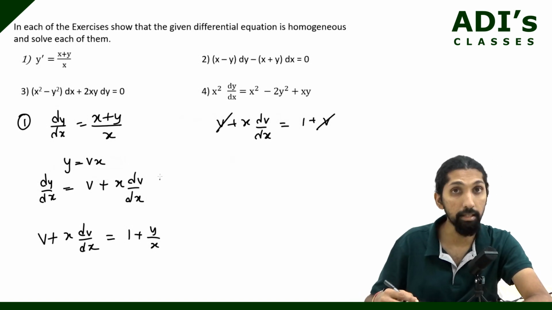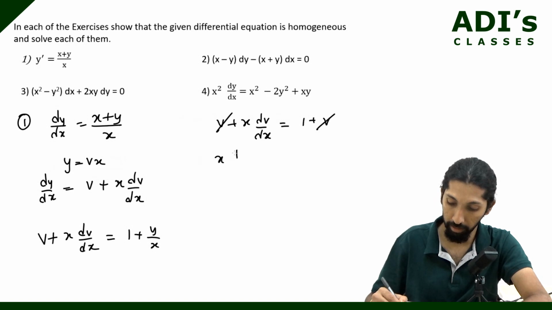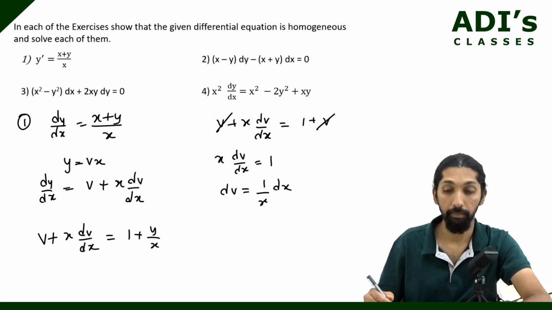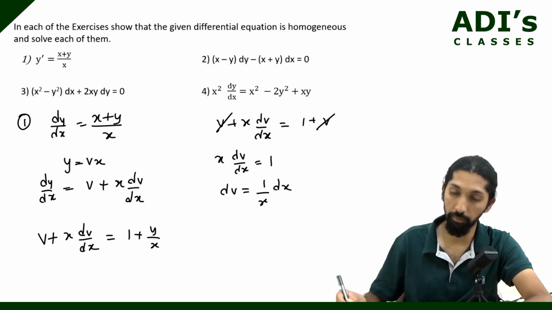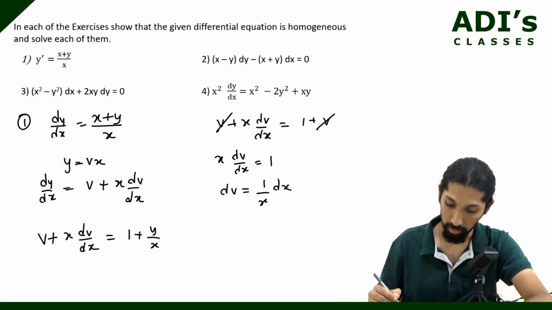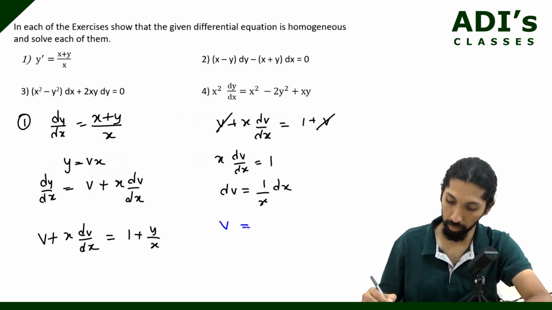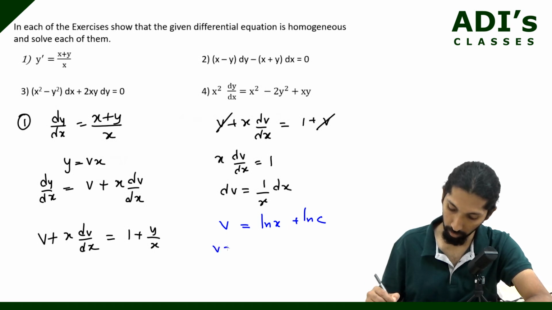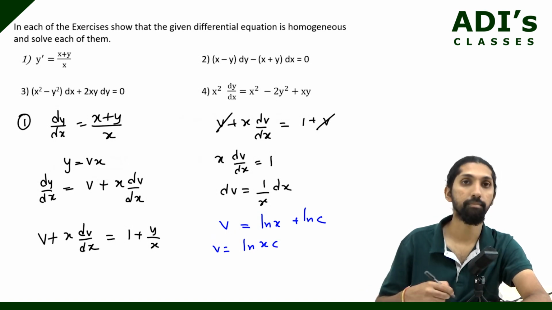The v and v cancel out. x into dv by dx is equal to 1. So dv is equal to 1 by x dx. Correct. Now at the final part we need to integrate this. So the integration of dv is v, which is equal to log of x plus log of c. So v is equal to log of x into c.